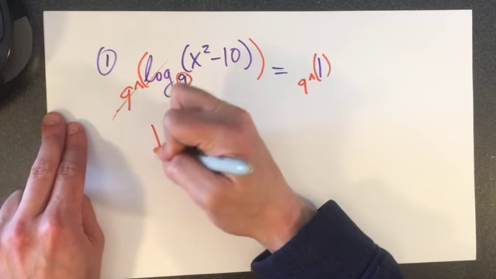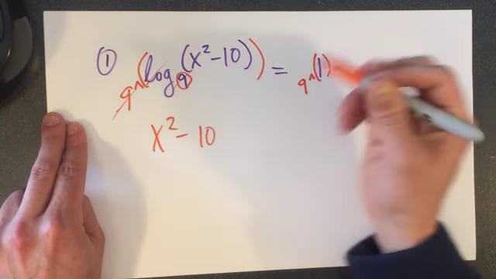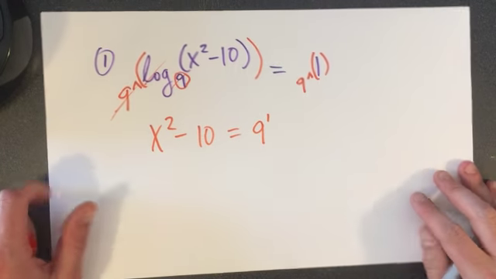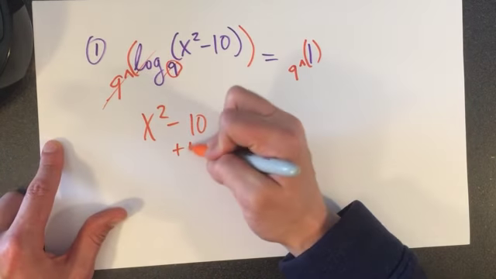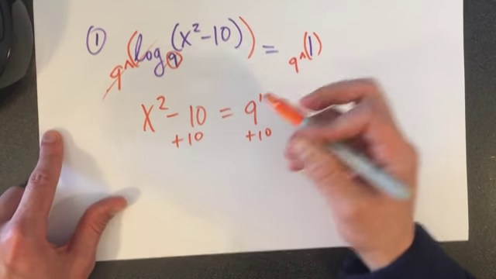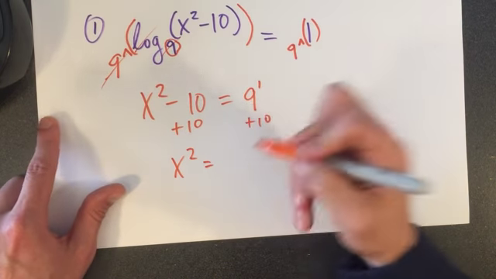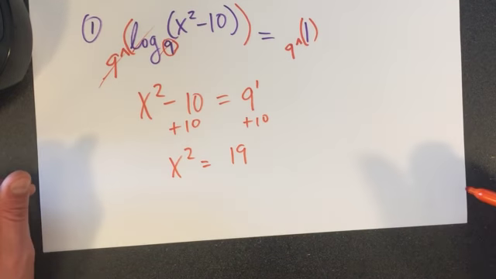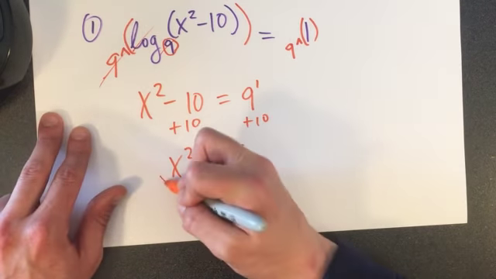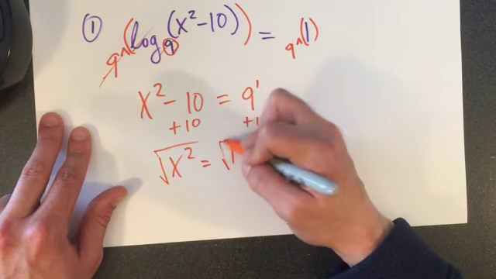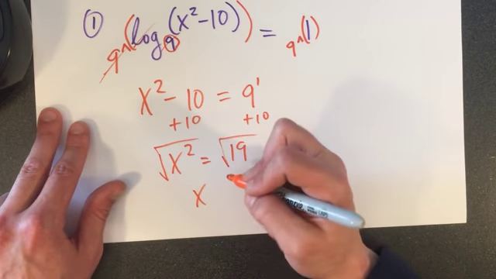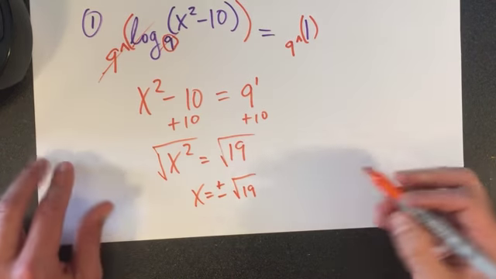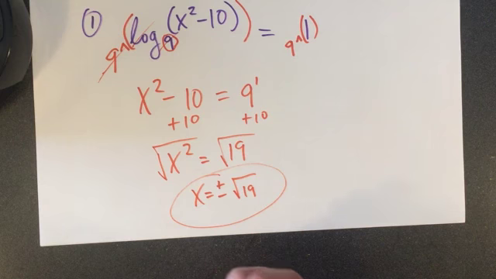And so you get just x squared minus 10 equals 9 to the first power, which you know is just 9. Let's add that 10 to both sides. We get x squared equals 19. 19 is a prime number, so we're just going to take the square root of both sides. And we get that x is equal to, we have 2 solutions, right? Plus or minus the square root of 19. That's all we can do.